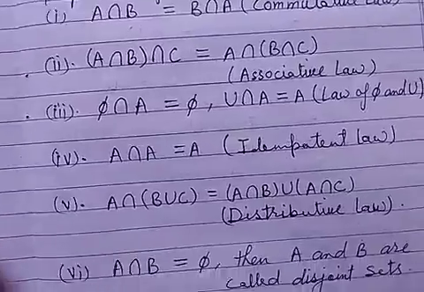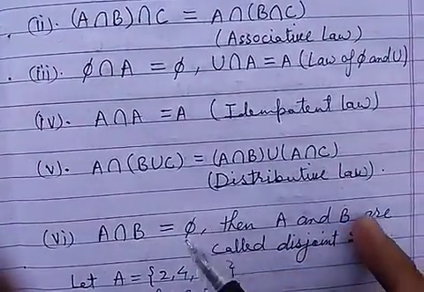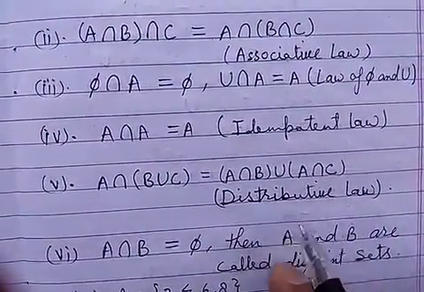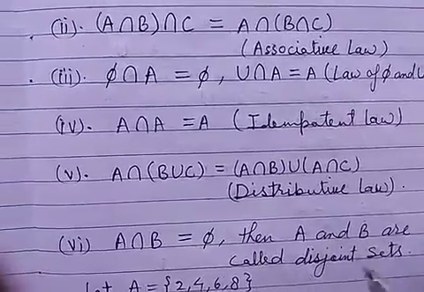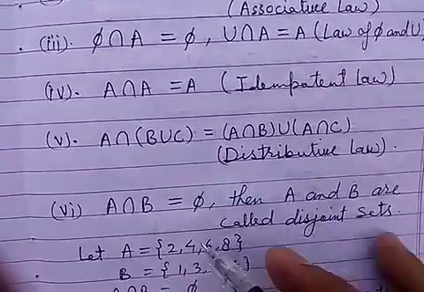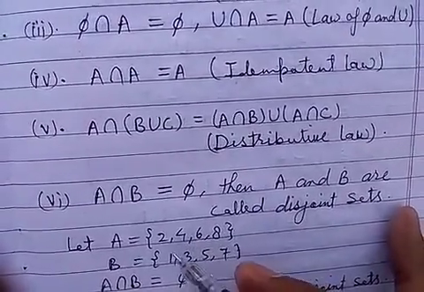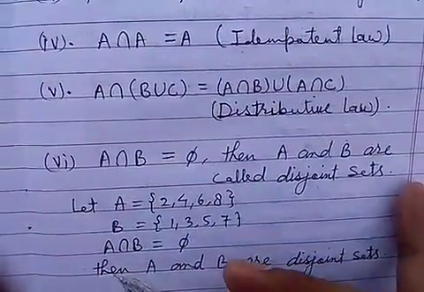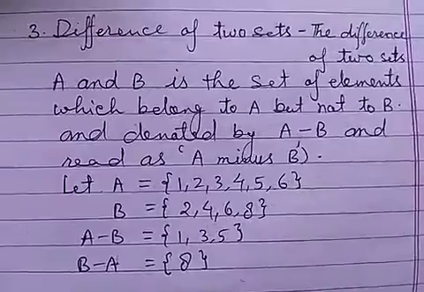Then the next property: if A intersection B equals phi, then A and B are called disjoint sets. Let A and B be any two sets of elements 2, 4, 6, 8 and 1, 3, 5, 7. Then A intersection B equals phi. We can say A and B are disjoint sets.